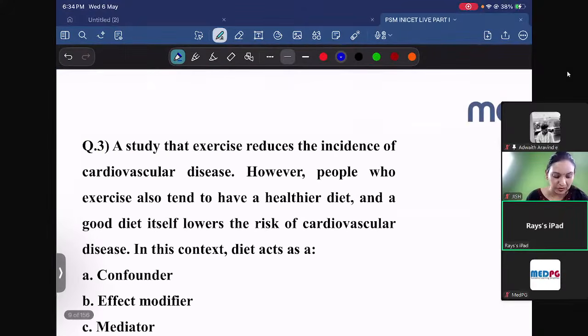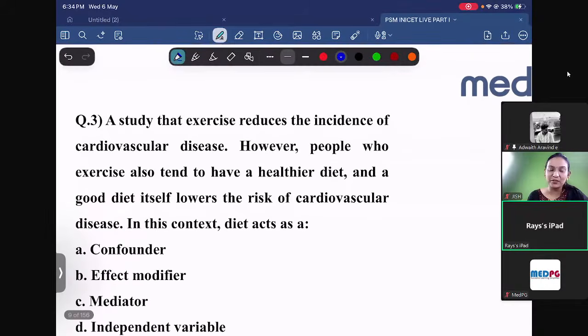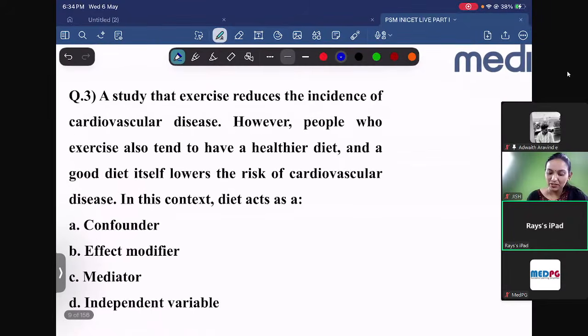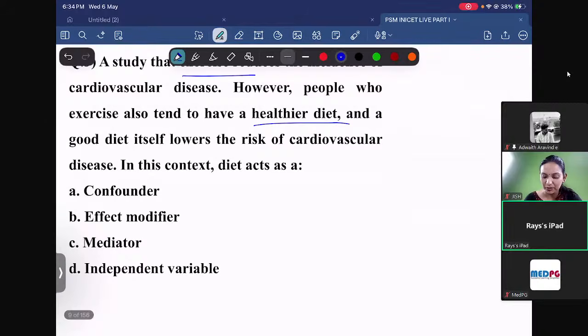So we'll move on to the next question here. It's again a favorite question for INI-CET. A study shows that exercise reduces the incidence of cardiovascular diseases. However, people who exercise also tend to have a healthier diet, and a good diet itself lowers the risk of cardiovascular diseases. In this context, diet acts as a what? Options are confounder, effect modifier, mediator, or an independent variable.